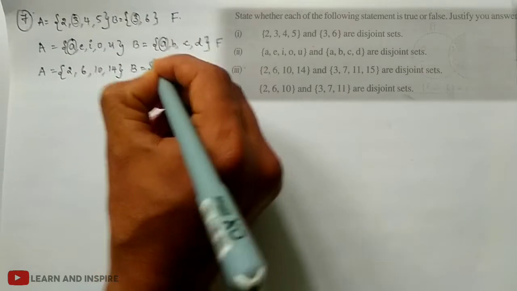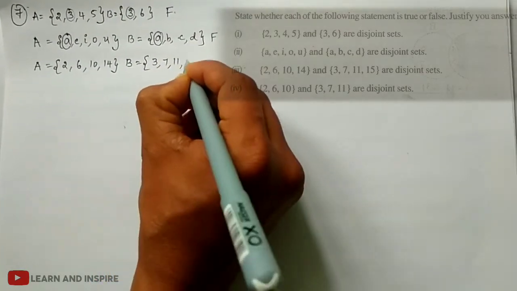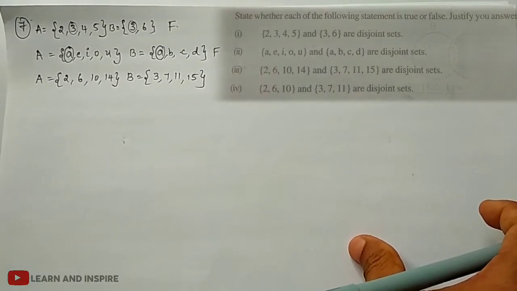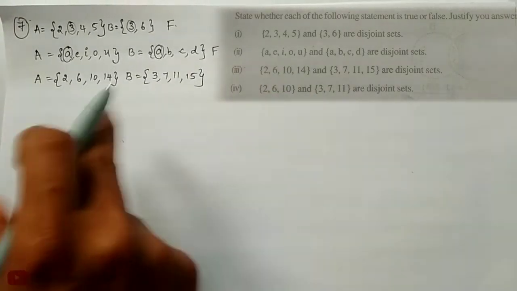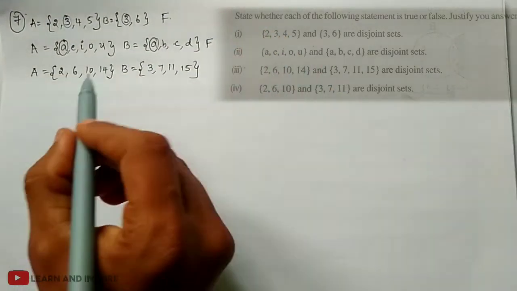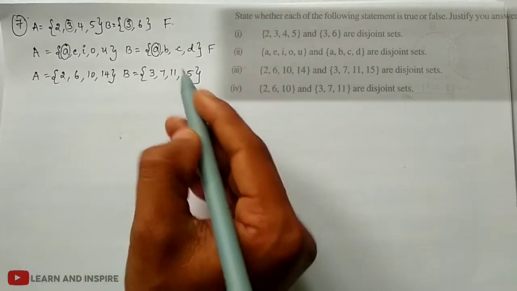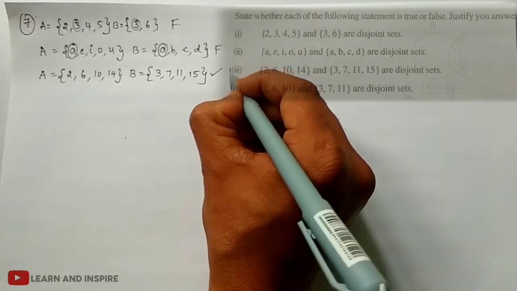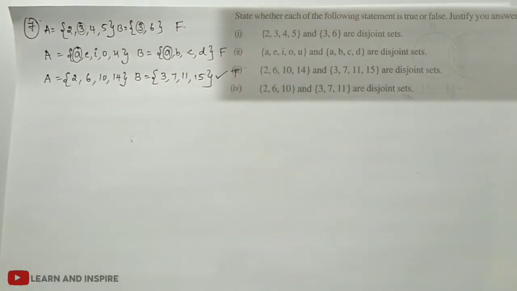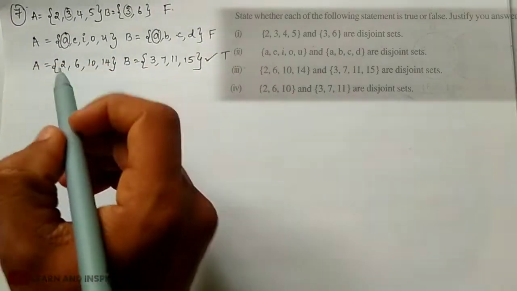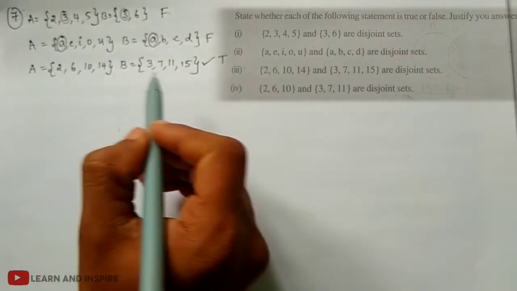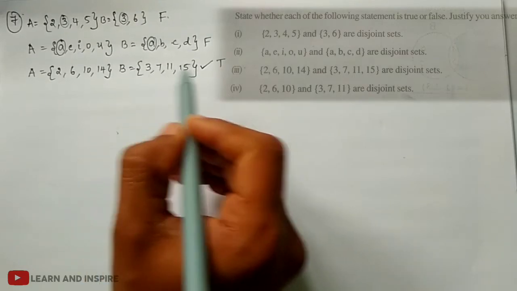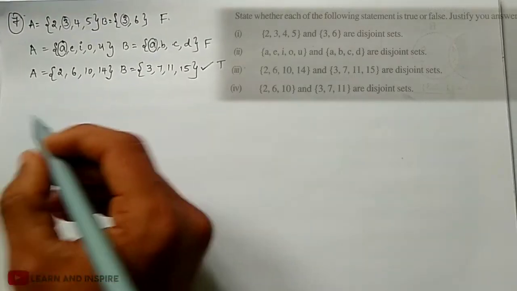Next, third one, set A is equal to 2, 6, 10, 14. Set B is equal to 3, 7, 11, 15 are disjoint sets. Can we identify any common elements? So there are no common elements. Disjoint sets are nothing but sets with no common elements in the first set and second set. So then we can say that they are disjoint sets. So this statement is true because there are no common elements. So the example for disjoint sets is A equal to 2, 6, 10, 14 and B equal to 3, 7, 11, 15. So no common elements in the first and second set.